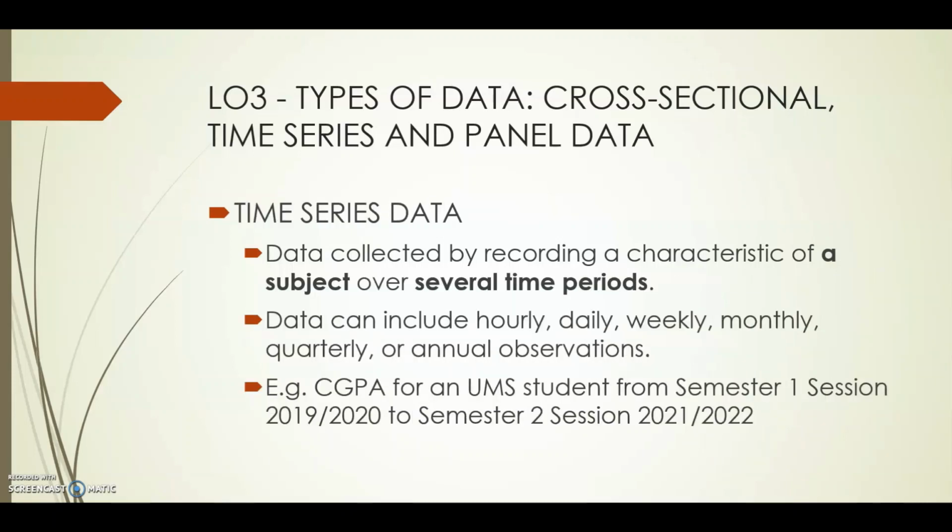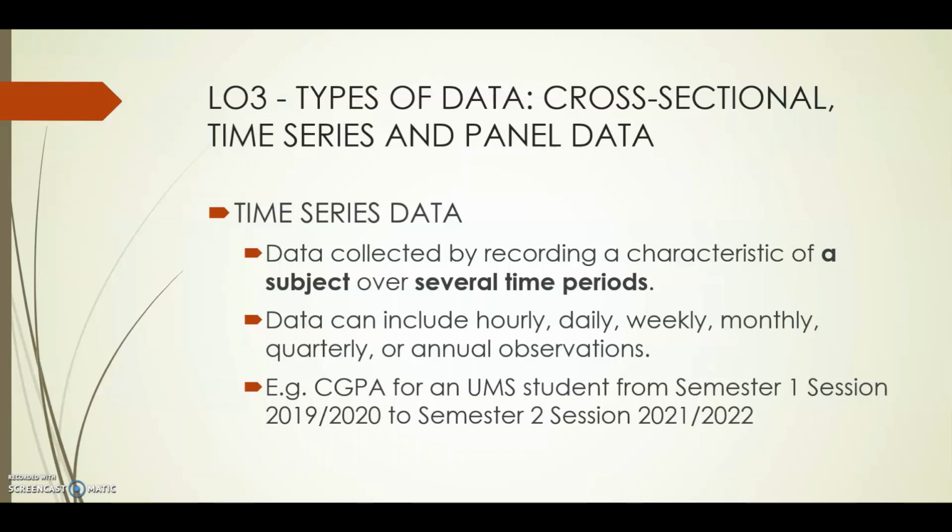The time series data, on the other hand, is in contrast to the cross-sectional data. In the cross-sectional data, we have multiple subjects over one point in time, while in time series data, you have a single subject of interest. You record the attribute or characteristic of a single subject over multiple time periods. These time periods can be in various frequencies: hourly, daily, weekly, monthly, quarterly, annually, or in a lower frequency than annual observation, such as decades or centuries.